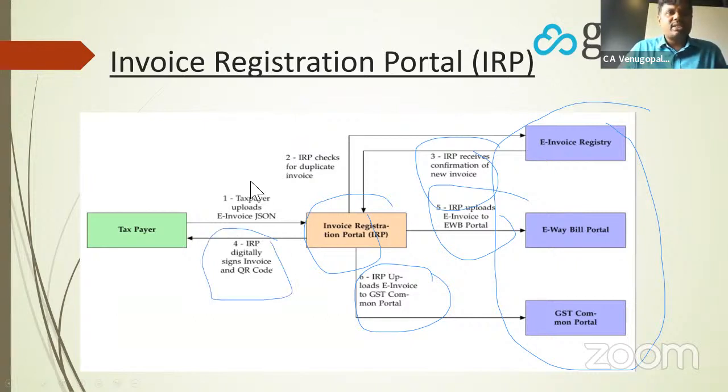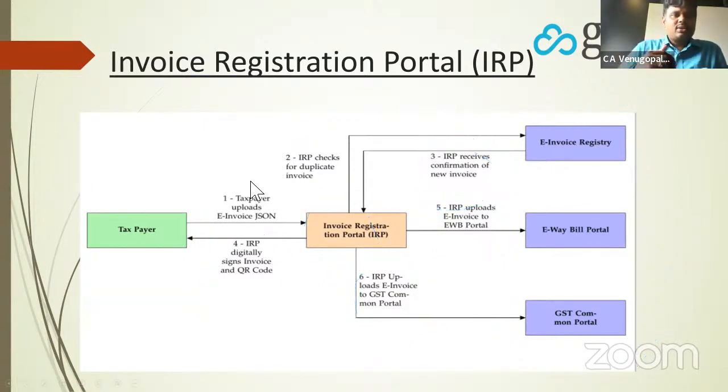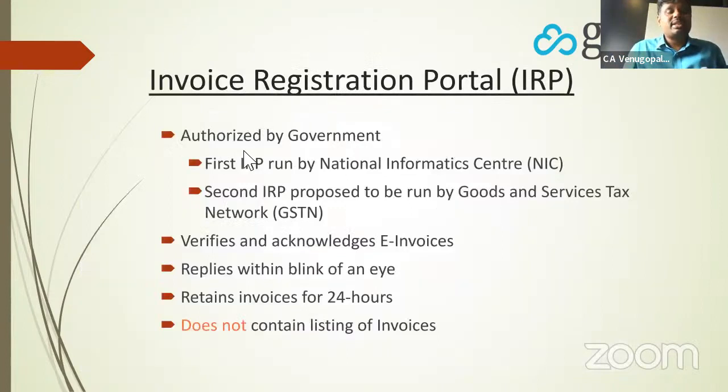So basically, what is the change that happened? Earlier, you issued the invoice to the customer. Instead of issuing to the customer, now you give it to the government, get an acknowledgement back, and then give it to the customer. Does it take a lot of time? The answer is no. This process definitely doesn't take time. The response comes back in milliseconds, in the blink of an eye.